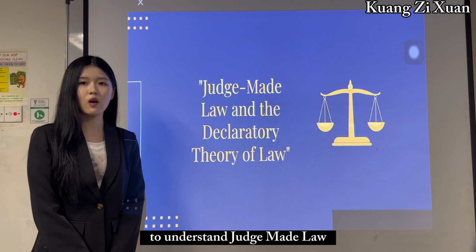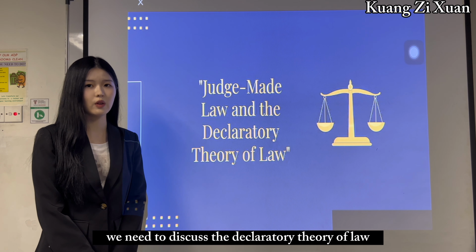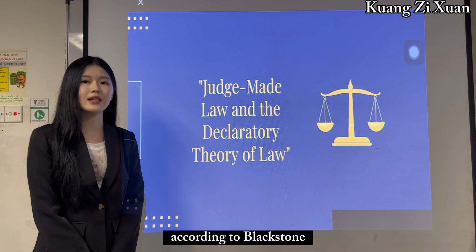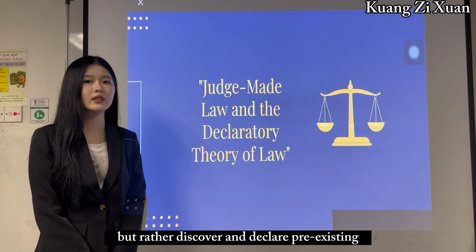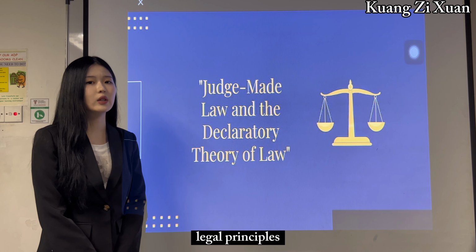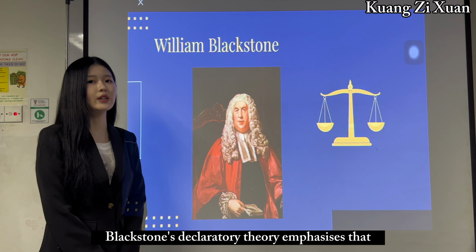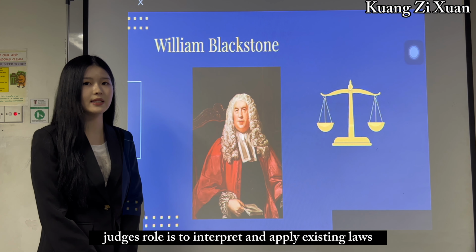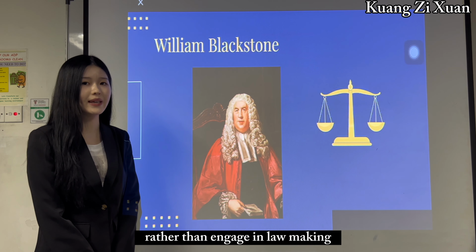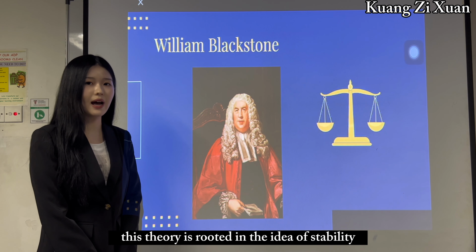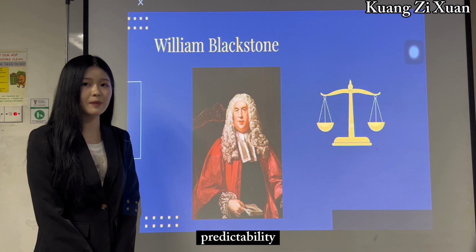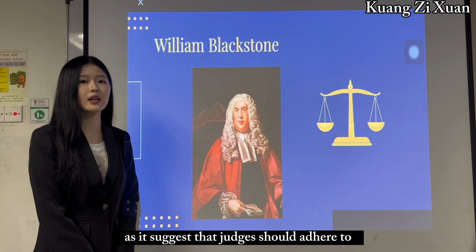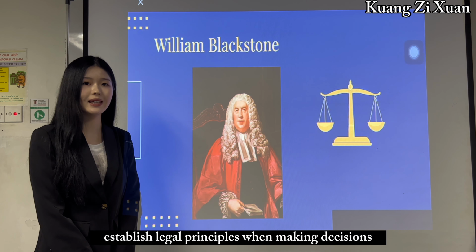To understand judge-made law, we need to discuss the declaratory theory of law, as proposed by the renowned legal scholar William Blackstone. According to Blackstone, judges do not create law, but rather discover and declare pre-existing legal principles. Blackstone's declaratory theory emphasized that judges' role is to interpret and apply existing laws rather than engage in law-making. This theory is rooted in the idea of stability, predictability, and the rule of law, as it suggests that judges should adhere to established legal principles when making decisions.